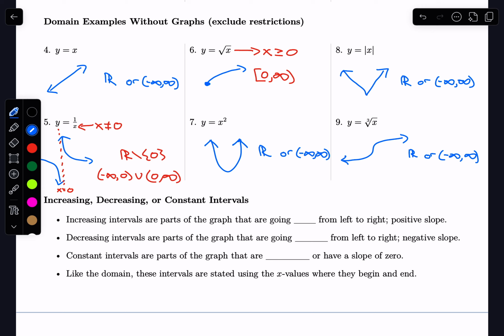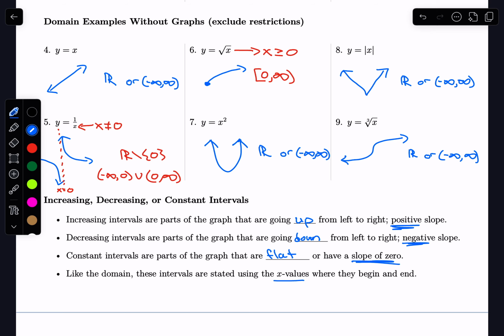So real easy here. Increasing intervals are parts of the graph that are going up from left to right. That means that they have a positive slope. Decreasing intervals are parts of the graph that are going down from left to right, meaning they have a negative slope. And then constant intervals are parts of the graph that are flat, which means that they have a slope of 0. To be flat just means you're not going up or down, so your slope is 0. And like the domain, these intervals are stated using the x values where they begin and end.